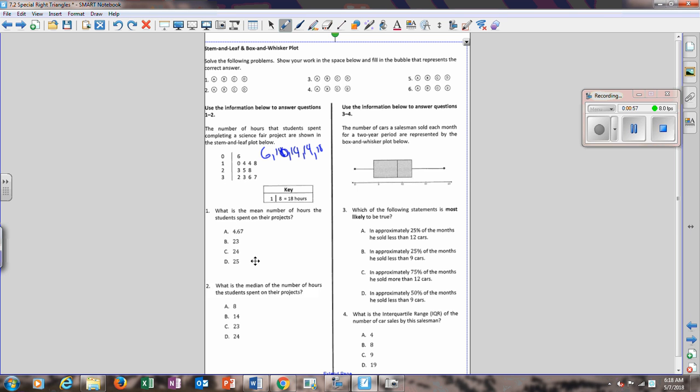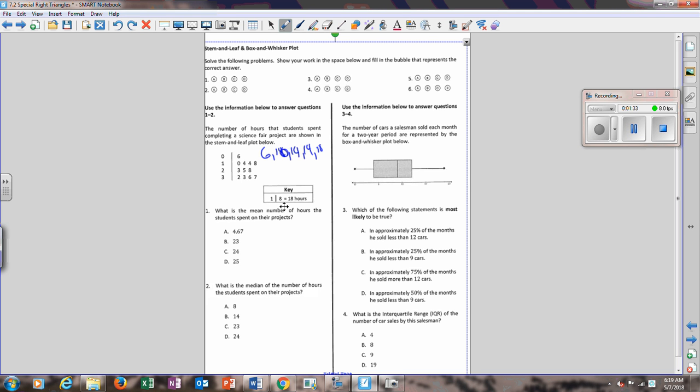What is the mean number of hours the students spent on their projects? So basically we have to add all this up and then divide by the number of numbers. There's 1, 2, 3, 4, 5, 6, 7, 8, and then 8 plus 4 is 12. So you have a total of 12 numbers. So let's add them all up. 6 and 10 is going to give us 16, and 14 gives us 30, then 44. I'm done adding in my head.